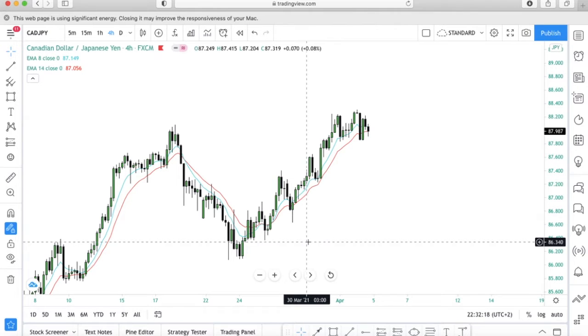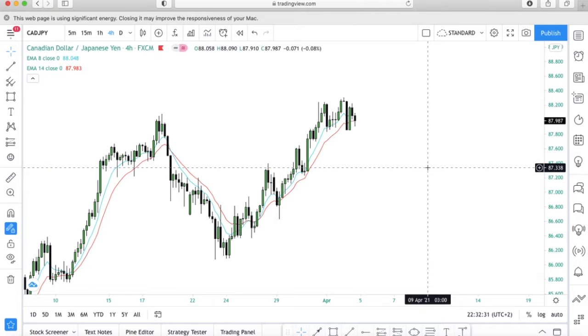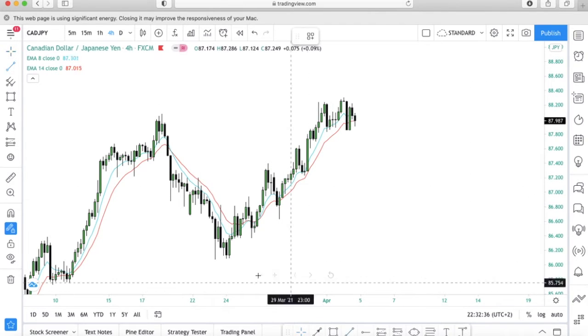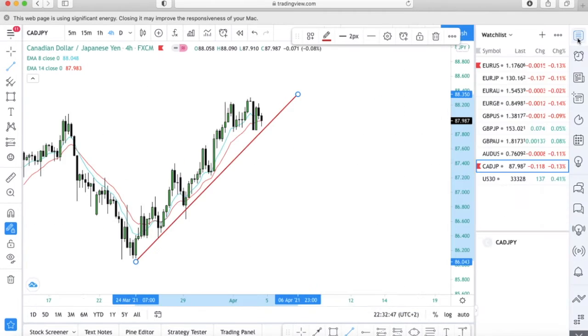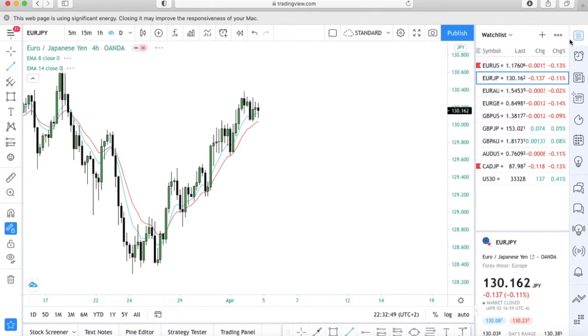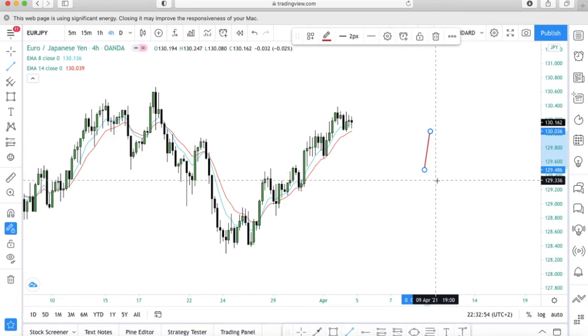So for the week ahead, the two pairs that I'm going to be analyzing with you are CAD JPY and again Euro USD. So we're starting here with CAD JPY. Something that I noticed on the Japanese yen is that it has been weakening. As you can see, price is moving up here, and obviously when I buy the Canadian dollar, I am selling the Japanese yen.